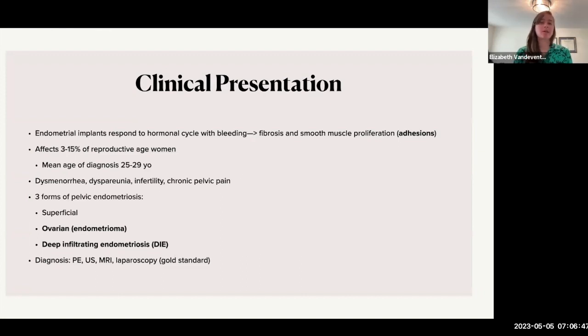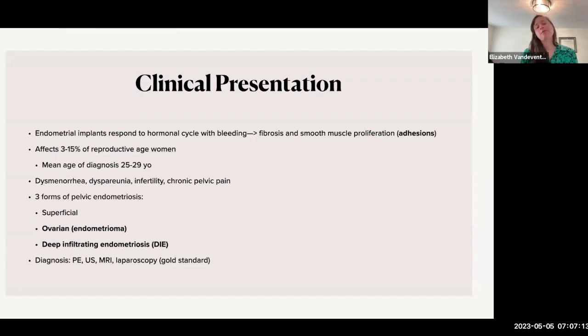It's a difficult diagnosis to make because some people are completely asymptomatic and some people have severe symptoms. So it's hard to know an exact prevalence. The mean age of diagnosis tends to be during the fertile period between about 25 to 29. The typical symptoms that we see are dysmenorrhea, dyspareunia, infertility, and chronic pelvic pain. Again, this occurs on a spectrum, which we'll talk about a little bit later.